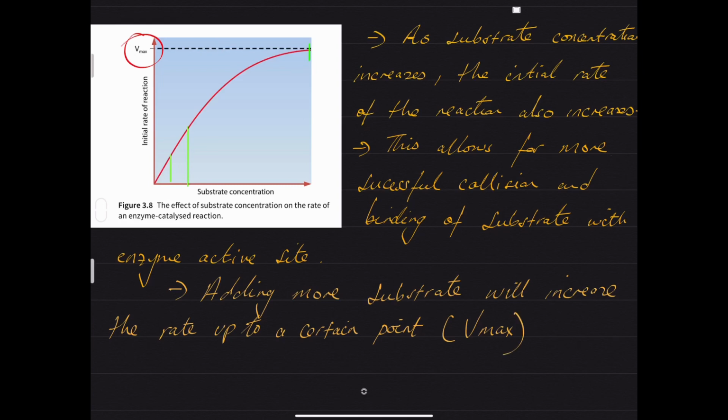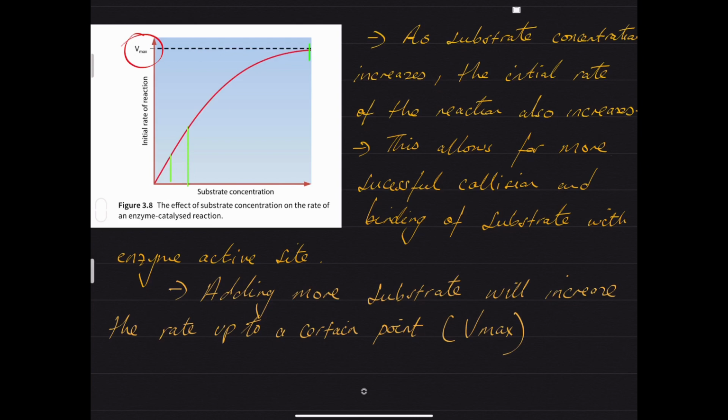Vmax is the point at which all the enzymes are continuously working, i.e. all the enzymes' active sites at any given time are occupied. And therefore you're going to have a backlog, or let's say a queue of substrates waiting for an active site to be available. And that's why adding more substrate concentration does not increase the initial rate. So when we talk about the effect of concentration on enzyme controlled reactions, and specifically substrate concentration, you will see this shape of graph.